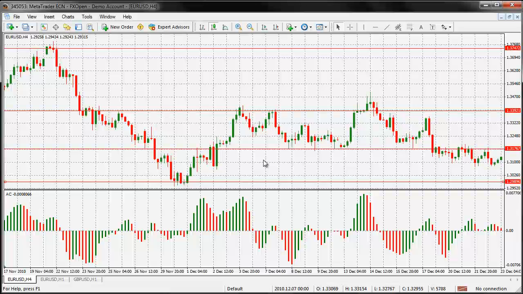So that's basically how you go ahead and do the trades for the accelerator oscillator my way, and it's how I filter out losses. When we get into the later modules, you're going to see some live trades.